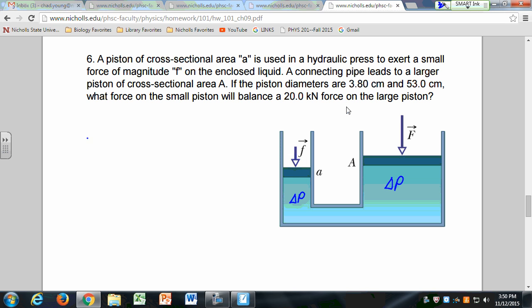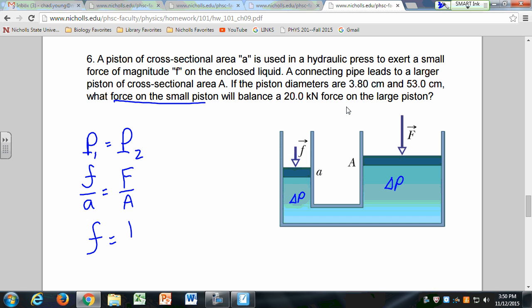And so P1 is equal to P2, or F over A is equal to F over A. So you can solve then. I'm looking for little f here. F then is equal to big F over A times little a. Here you had to solve, like I gave you the diameters, and you had to calculate the areas, pi r squared. You're not going to have to do that on the test. I'll give you the areas straight up.